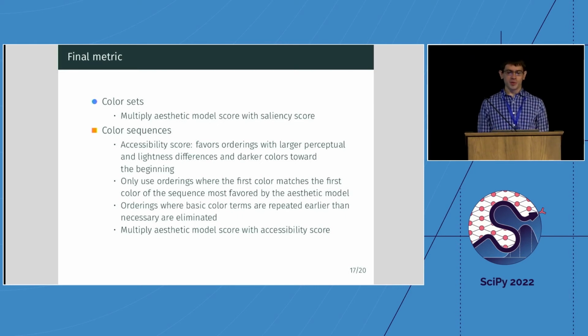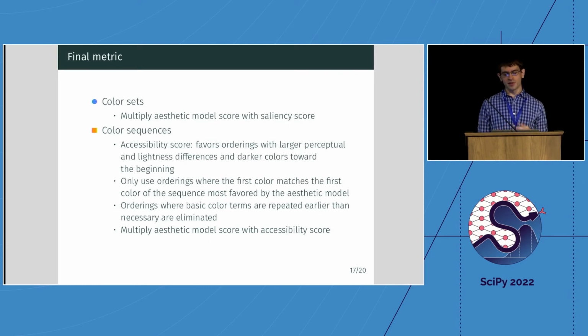Then I needed to find the optimal ordering of these sets to determine the final sequences. This is a bit more complicated because there are some accessibility aspects to consider for the ordering. Because if you only plot 1 or 2 items, you're only using the first and second color in the sequence. So if we can have larger distances to more accessible colors at the beginning, this leads to more accessible plots in general. So I favored orderings with larger perceptual and lightness differences toward the beginning, as well as darker colors for the beginning to have additional contrast with the white background. The initial colors are also more important for aesthetics as well.